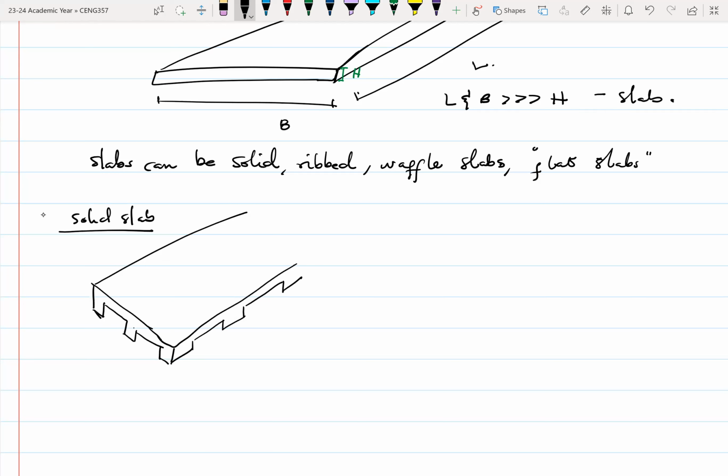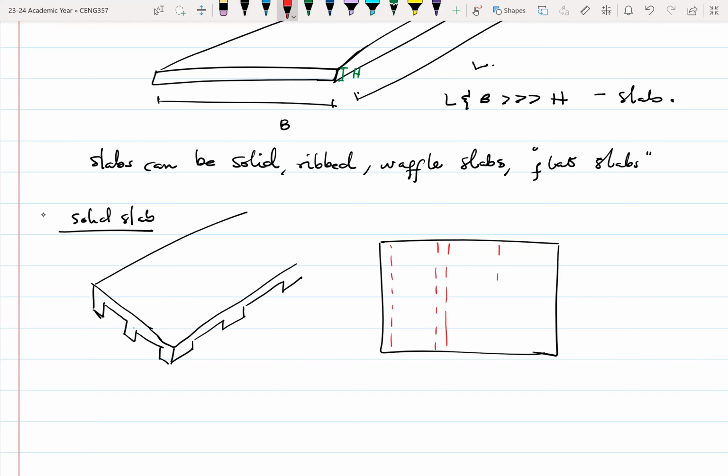So in plan, if this is your slab in plan, then you have your beams looking this way. They can be in this one direction, or you can have a series of crisscrossing beams. So this is a typical solid slab. This is how mostly we are constructing structures, we use these types of slabs.